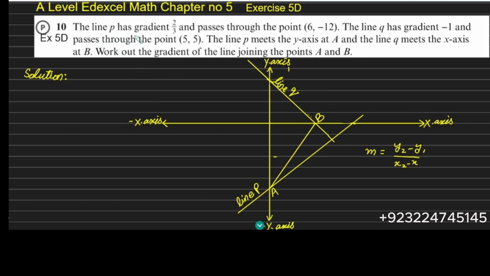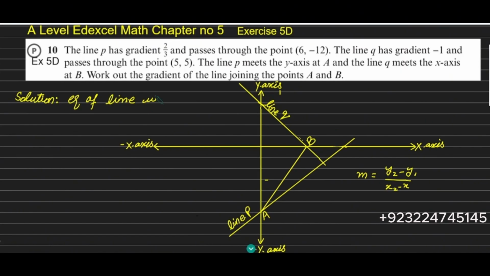As a line P has this gradient and passes through the point, the equation of a line with gradient m and point (x1, y1) will be, as we know, y minus y1 equal to m into x minus x1.